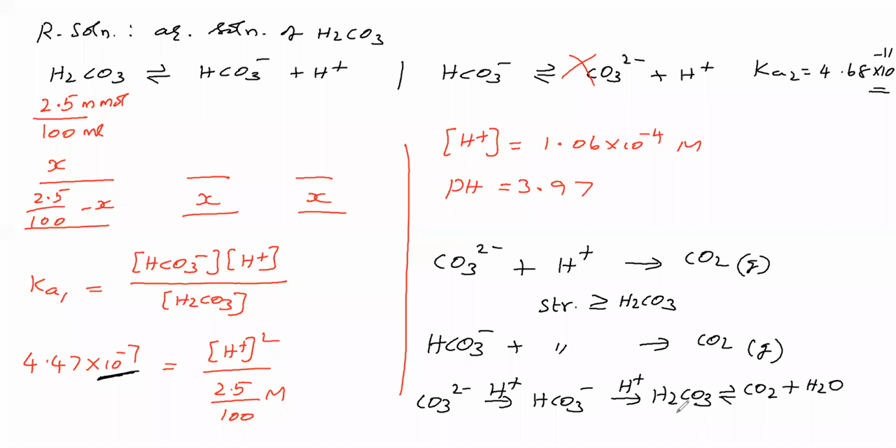Sorry, how do we say that carbonic acid is nothing but carbon dioxide and water? But we have written the equilibrium like this. Here, the carbonic acid equilibrium we have written like this and like this. Then how do we write it like this? See the Ka1. What is the Ka1? 10 power minus 7. That means this equilibrium lies almost left.